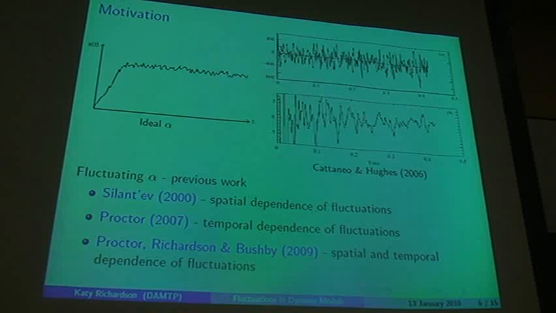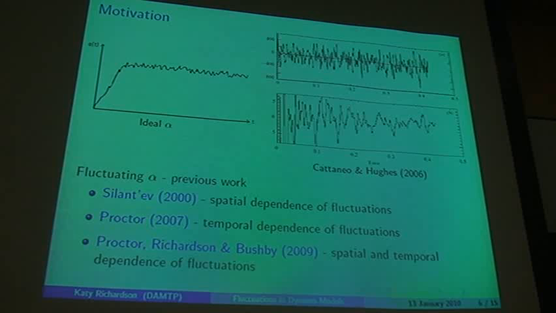This example is an example of when your alpha effect is fluctuating, but you still don't get your large-scale dynamo. But there has been some previous work where they start with a fluctuating alpha effect and do see a large-scale dynamo, and they see this when you get your large-scale dynamo even when the mean alpha is zero, so purely due to the fluctuations of alpha.